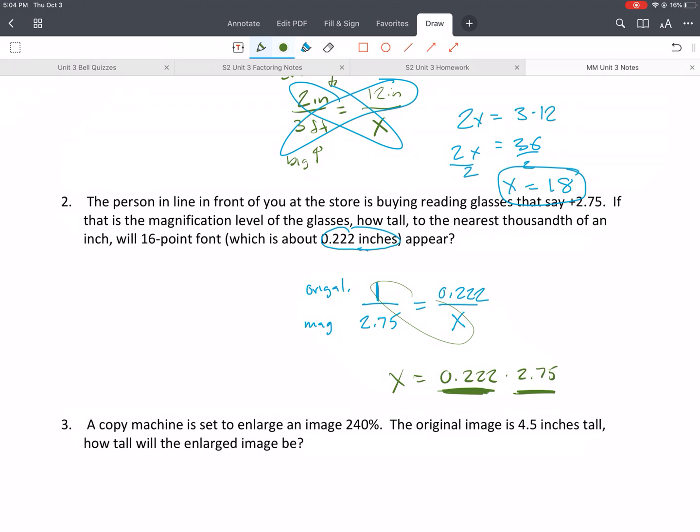This is our font size, and we're just going to multiply it by that scale factor. So 0.222 times 2.75 gives us 0.6105, or if we rounded to the tenths place, we'd say 0.6. So it looks like the font now is almost more than half of an inch, which is quite a bit larger. It's almost triple.